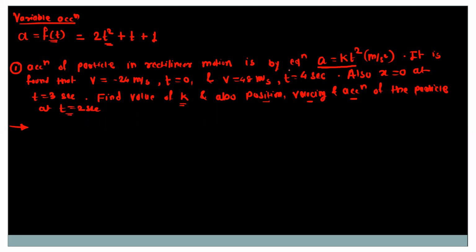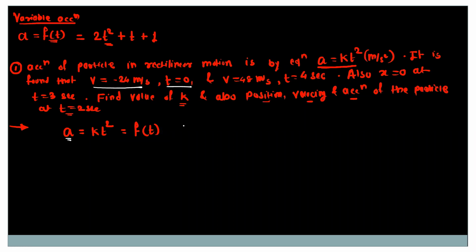Okay, so refer the given equation. A is equal to k t square. Okay, so this equation, basically it is a function of time. So from this equation, we have to find out the equation for the velocity. Okay, so why we should find out the equation for velocity? Because given information is for the velocity and the time. So we need to convert acceleration equation in terms of velocity equation.